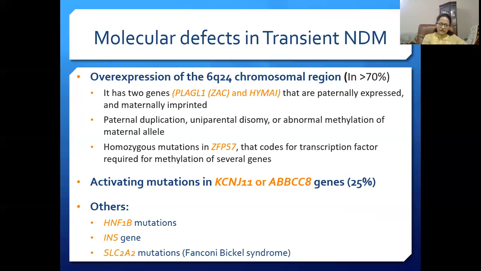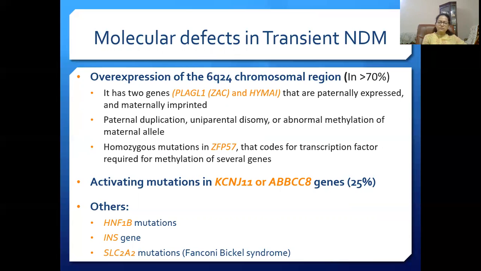Another interesting defect in this same region is that there can be homozygous mutations in ZFP57. This is a zinc finger protein, and it codes for a transcription factor which is required for methylation of several genes. So again, if there are defects in this gene, so methylation of the maternal allele will not occur, and transient neonatal diabetes can occur.